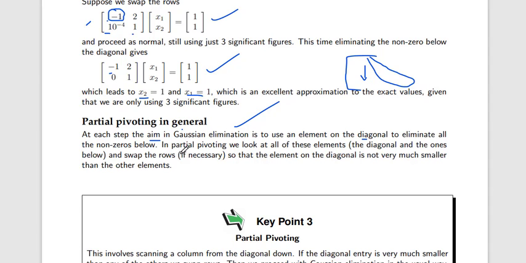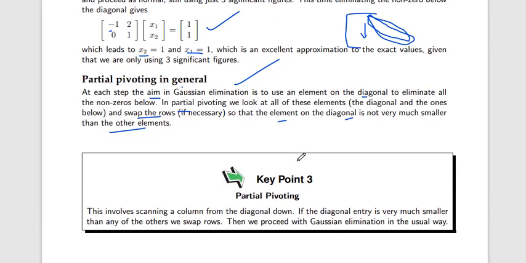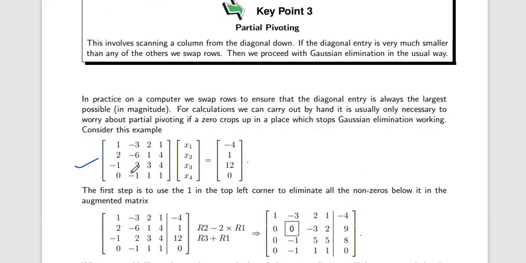So in partial pivoting we look at all of these elements on the diagonal and the ones below, and swap rows. In general, partial pivoting means we only swap the rows to follow the condition of Gaussian elimination, so that the element on the diagonal is not very much smaller than the other elements. Okay, so let's take one example so you can get a better idea about how to use partial pivoting.